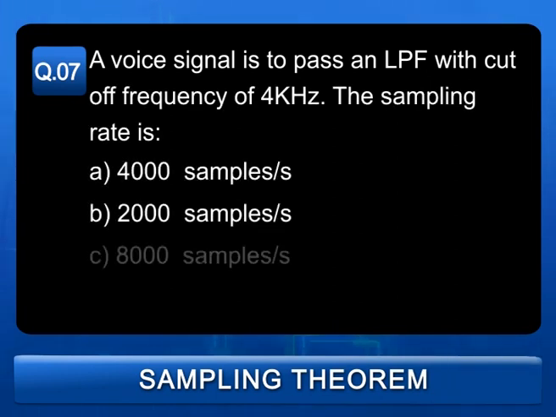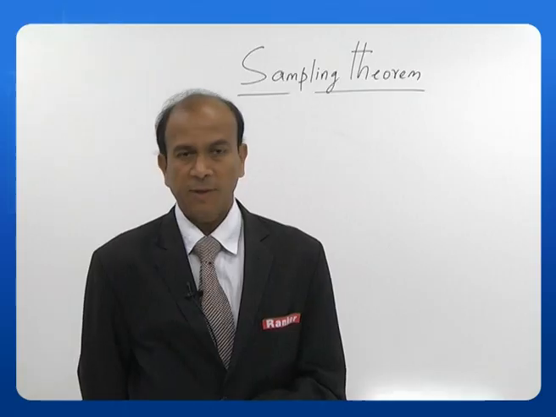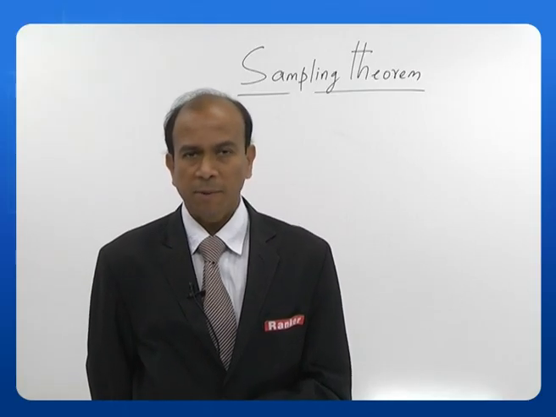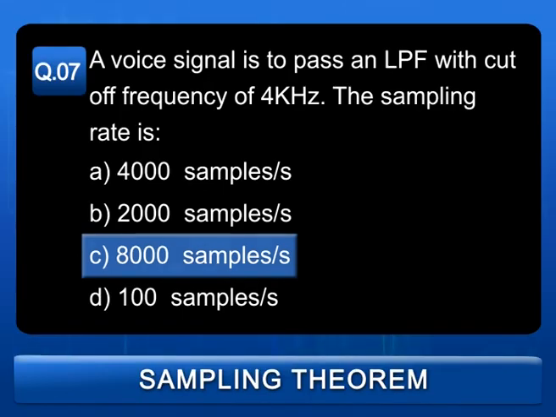Let us see the seventh question. A voice signal is to pass in low pass filter with a cutoff frequency of 4 kilohertz. The sampling rate is A. 4000 samples per second, B. 2000 samples per second, C. 8000 samples per second, and D. 100 samples per second. So, the answer is 8000 samples per second. Okay, we are talking about a voice signal which is standard here. So, the answer is C.